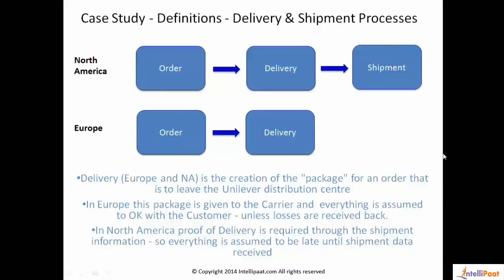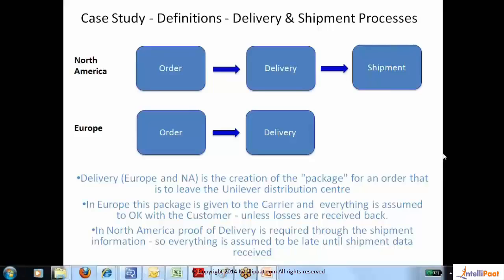And the customer is assumed to have received it unless losses are reported back. So in Europe, the concept is different. In North America, proof of delivery is required through the shipment information. So for the same company, the process of delivery and shipment is different in different geographic regions. You will only come to know this if you do a requirement analysis. So here is where the business analyst role comes into the picture, who helps you with all these typical block diagrams.